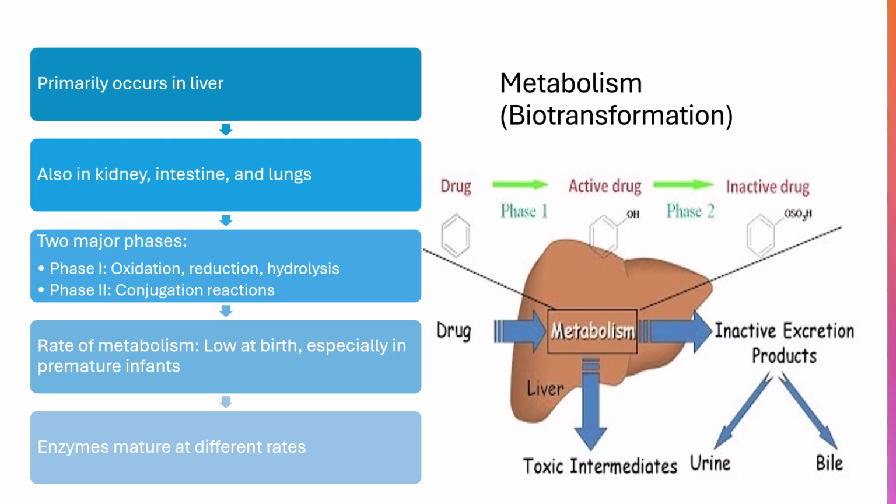Metabolism, or biotransformation, is the process of converting drugs into metabolites. Metabolism primarily occurs in the liver, but also happens in the kidney, intestine, and lungs. There are two major phases. Phase 1 involves oxidation, reduction, and hydrolysis, while Phase 2 involves conjugation reactions. A key point: the rate of drug metabolism is low at birth, and especially low in premature infants. This means drugs stay in their system longer. Another concept is that enzymes mature at different rates during development. This variable maturation can make drug metabolism quite unpredictable in neonates.